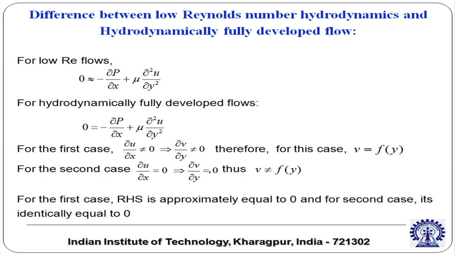Not only that, if there are no holes in the walls of the channel, then for fully developed flow V is identically equal to 0, whereas for low Reynolds number flow V is not identically equal to 0. It may be lower in order as compared to U, depending on the length scale along x and the length scale along y, okay.